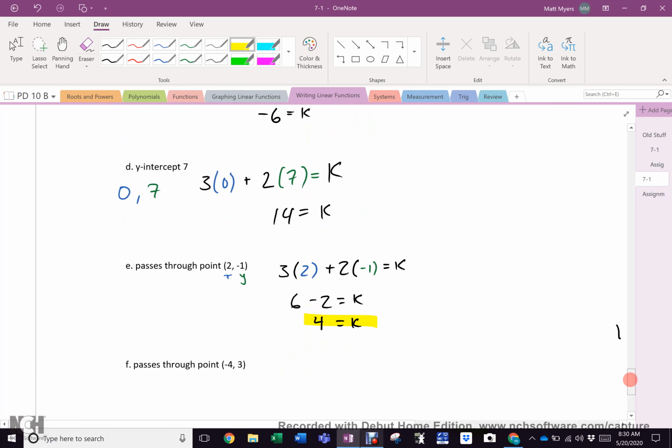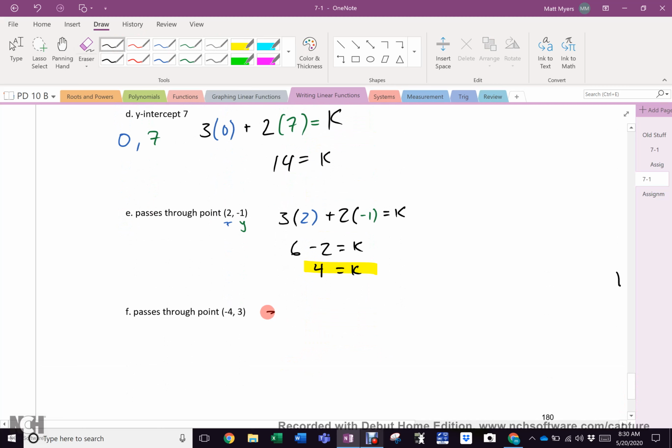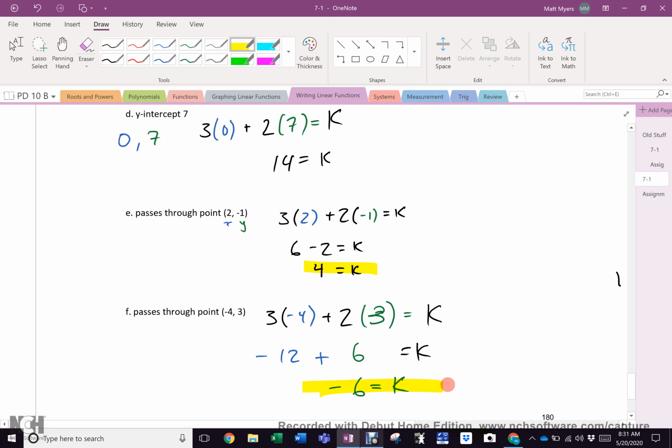And lastly, 3 times -4 plus 2 times 3 equals k. So k equals -12 plus 6, -6 equals k. And we're done.